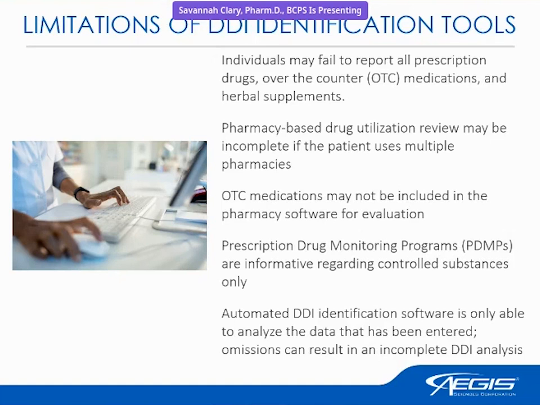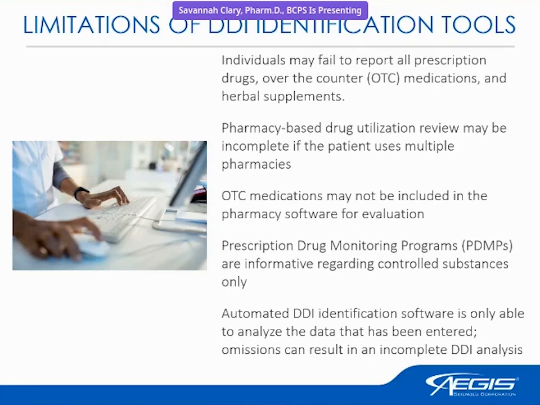There are tools currently available and in use to help clinicians identify and prevent DDIs. Unfortunately, there are limitations to the use and effectiveness of these. First, the potential for human error prevents us from totally relying on a patient's self-report of their home medications. They might leave some out accidentally or choose to omit things that they might view as irrelevant or unimportant, like herbal supplements and things of that nature. Pharmacy-based drug utilization reviews may not be comprehensive if the patient uses multiple pharmacies or again takes OTC or herbal medications that are not known to the pharmacist.